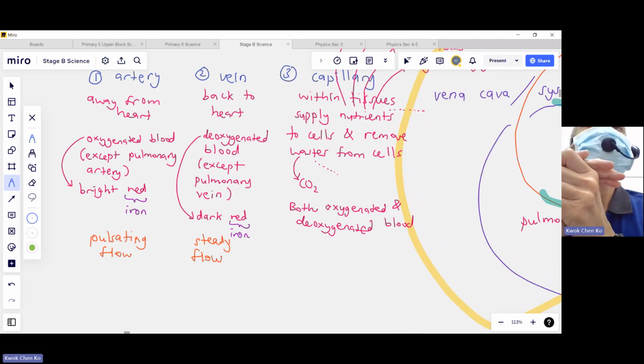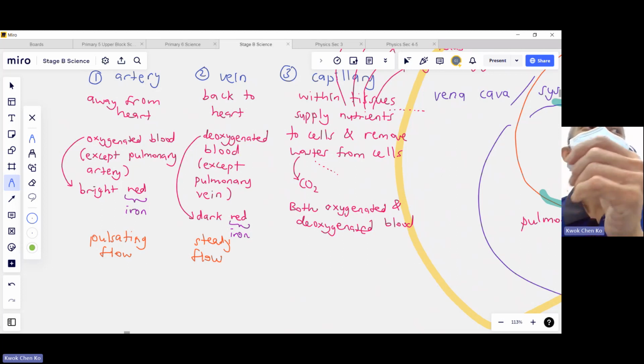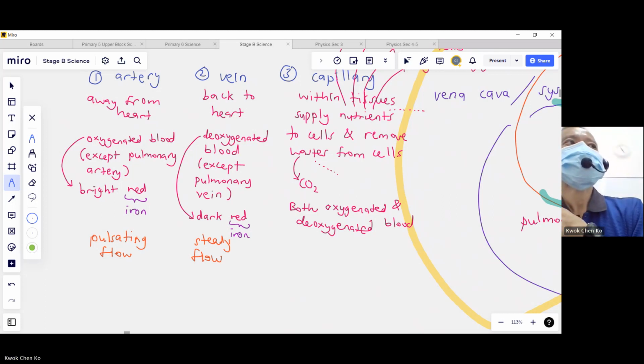Sometimes you see in the movies, people get cut, especially the neck, then you see the blood spurting out. That is an artery. Artery has been cut. But if the blood just flows out steadily, then there's probably a vein cut. But neck is very dangerous. You cut both at the same time, it's possible.